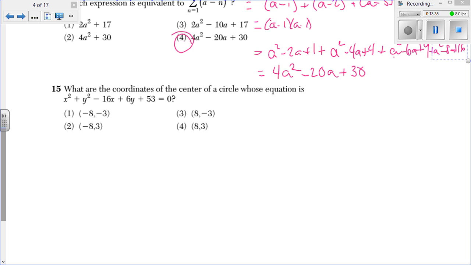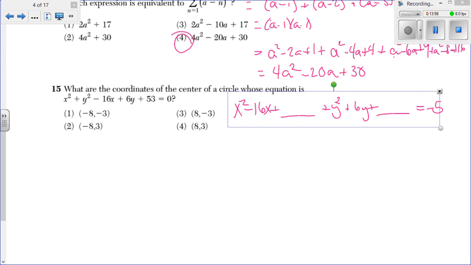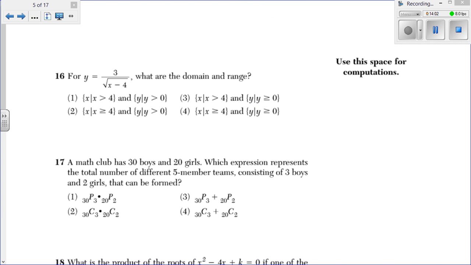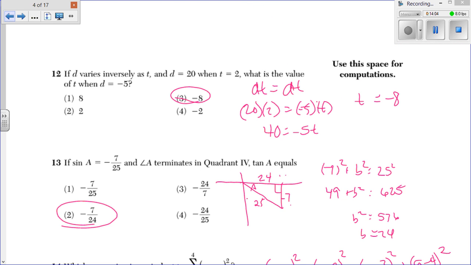What are the coordinates of the center of the circle whose equation? Well, this is completing the square. Group your x's. So I have x squared minus 16x plus, leave a space, plus y squared plus 6y plus, leave a space, equals, move the 53 over, so it's negative 53.